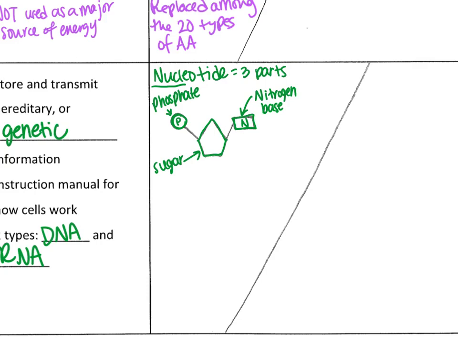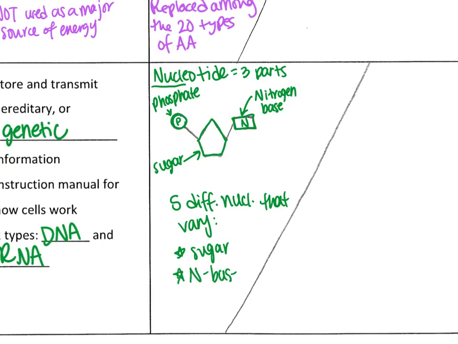There are 5 different nucleotides that vary based on, so they vary because of their sugar. There are 2 different types of sugars, and they vary based on their nitrogen base. We will learn more about those 5 different nucleotides in future units, but for now just focus on the basic shape of a nucleotide and that it is a monomer of a nucleic acid.